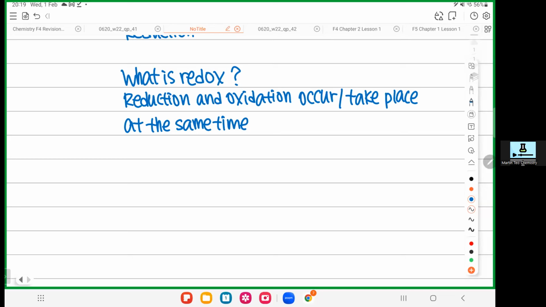So oxidation and reduction, these two processes happen at the same time. That is what we call redox. Now the next thing we need to know is this: what is oxidation? What is reduction?